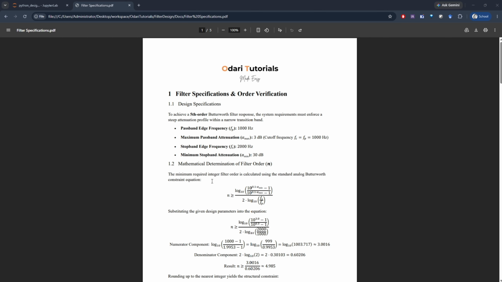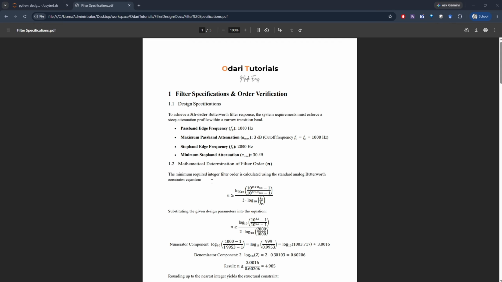Hello everyone, my name is Odari kHz and today I'm going to show you how to design a filter using Butterworth, and we are going to do the simulation using Python, then MATLAB, then we are going now to implement the real thing on LTspice.